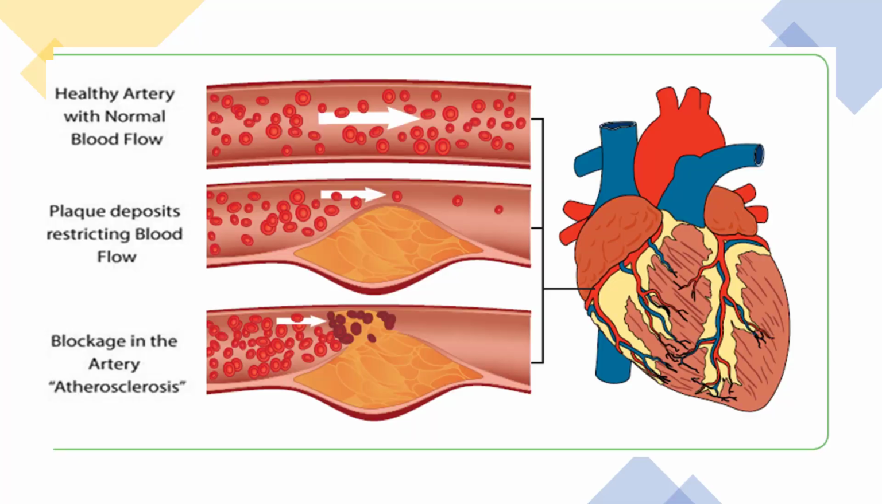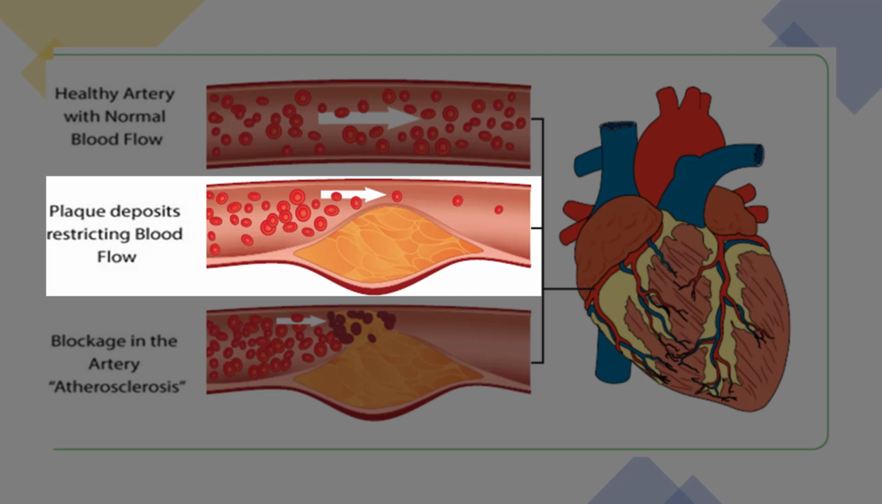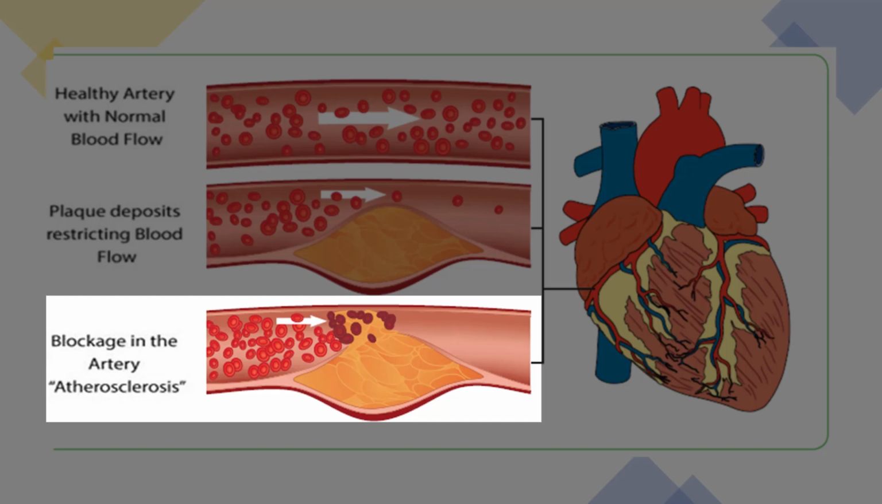Here we see three examples. The first one is the normal healthy artery with a normal blood flow. The second picture shows plaque deposits restricting blood flow. In the third case, we see deposits of fatty materials called plaque built up inside the walls of the arteries, reducing or completely blocking the artery and blocking the blood flow. This case is called atherosclerosis.